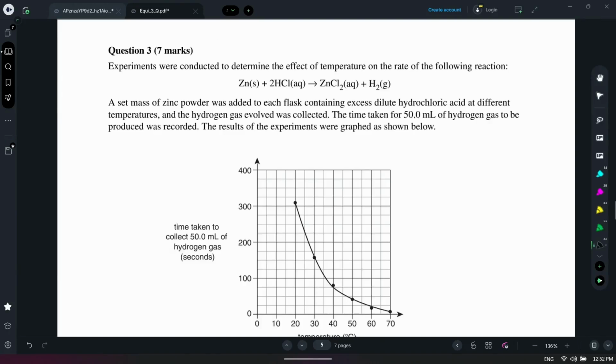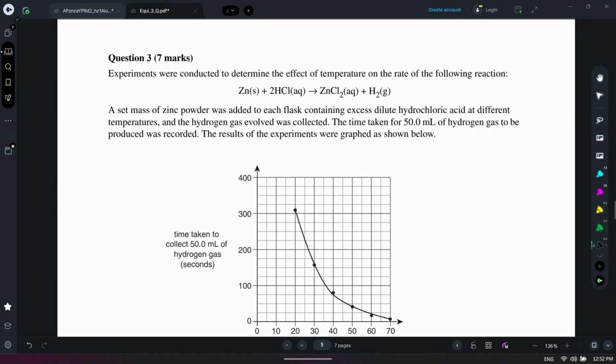All right. We are going to do a set of questions on, again, equilibrium and rate of reaction because the SAC is coming up, right? Now, this question, as you can see, is based on rate of reaction.